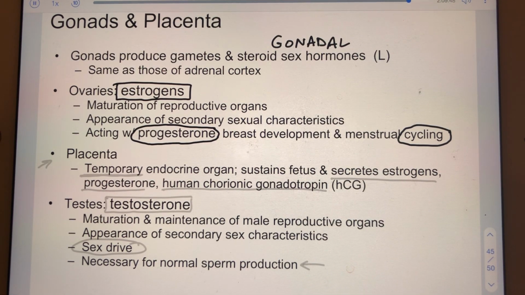In the testes, yes, I just skipped this, I'll be right back. The chief gonadal hormone produced is testosterone.